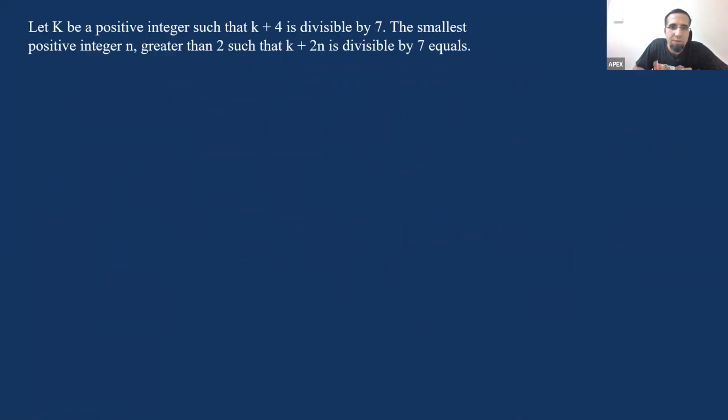Let k be a positive integer such that k plus 4 is divisible by 7. If k plus 4 is divisible by 7, we can always write k plus 4 is equal to 7y. Find the smallest positive integer n greater than 2 such that k plus 2n is always divisible by 7. This is also divisible by 7.